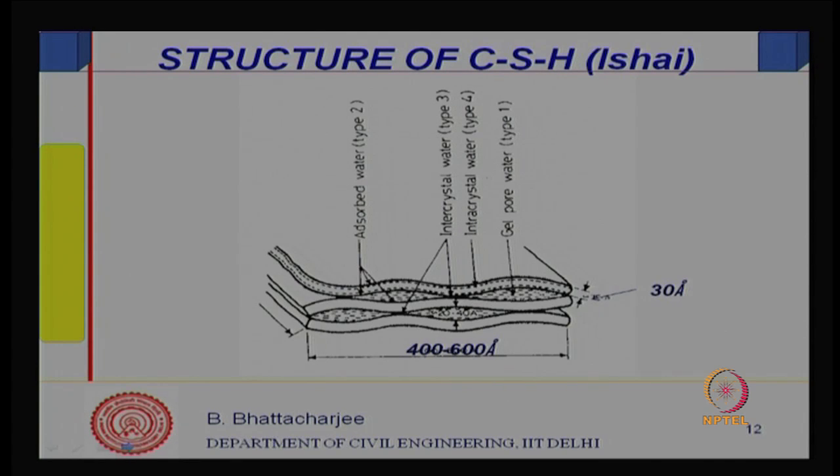Now, let us look at the structure of C-S-H. Several models have been proposed. This one is proposed by Ishai. These are sheets: one sheet, another sheet and the other sheets. These sheet like structures have a thickness of around 30 Angstrom, with a sheet length of 400 to 600 Angstrom, and the space in between is the interlayer space of 20 to 40 Angstrom, and water is there.